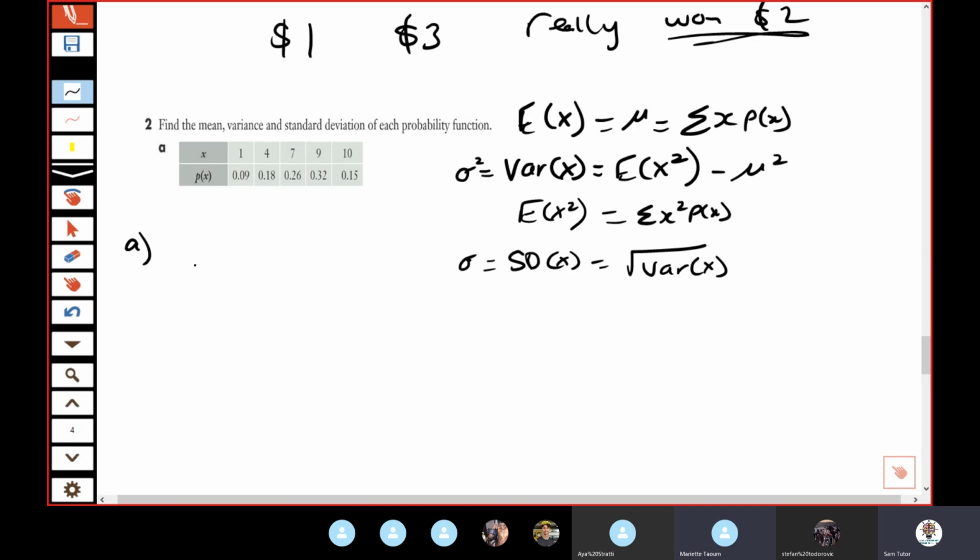I went 1 times 0.09 plus 4 times 0.18 and so on. And then I divided it by 4. I should have divided that by 5. No. Yeah. No. There's no dividing. Your mean is already been divided. Like here, this probability has already been divided by how many there were. So your mean is just x, this score, multiplied by p of x, and adding them all up.